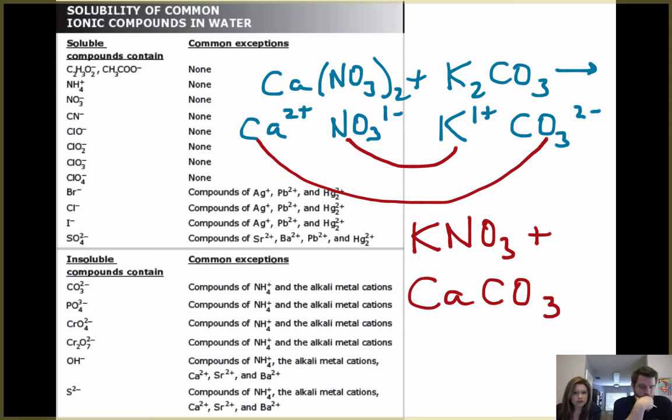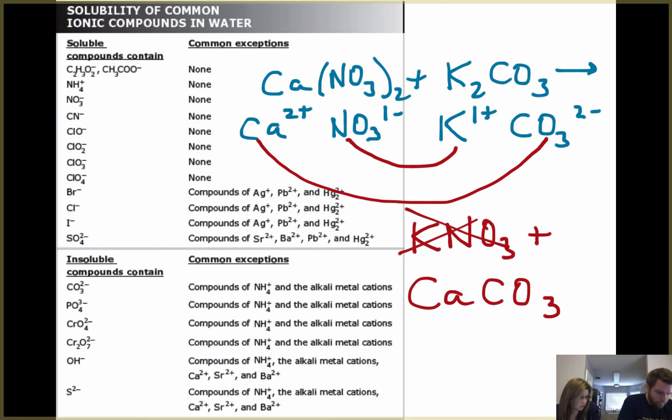Now we need to determine, does this happen or not? Let's look at our solubility rules. Is potassium nitrate soluble or insoluble? I'm going to look at the anion, which is nitrate. I find it right here. Nitrates are all soluble, no exceptions. So this is soluble, so it's not a precipitate.